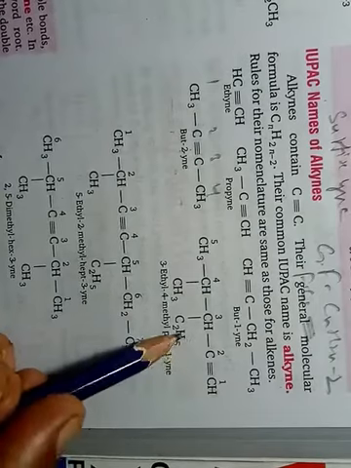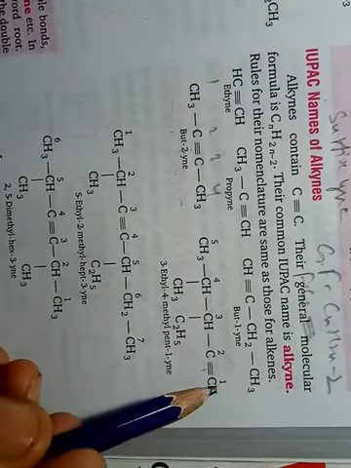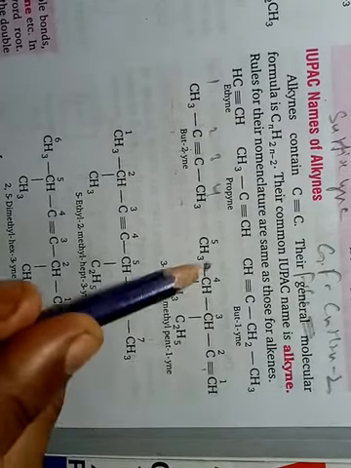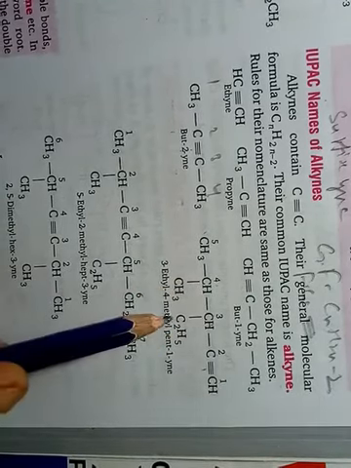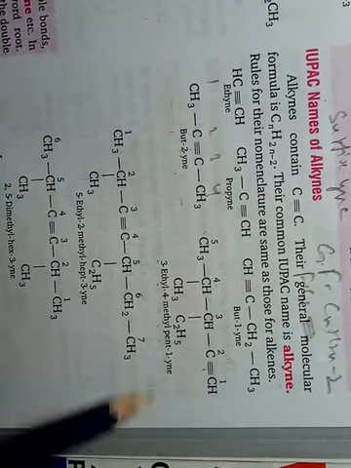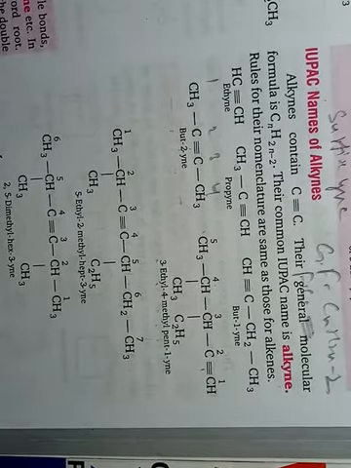Same way in this compound, the triple bond is present here. Numbering 1, 2, 3, 4, 5. Carbon 3 has an ethyl, carbon 4 has a methyl. So 3-ethyl, 4-methyl, pent-1-yne, and so on. Okay, students.